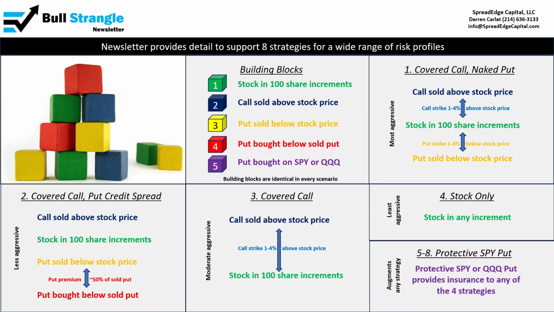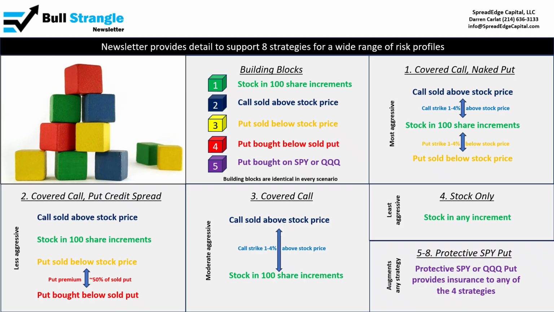The first is buying stock in 100 share increments, and then there is selling a call above the strike, there's selling a put below the strike, there's buying a put below the sold put, which turns that naked put into a put credit spread, and then there is buying a SPY, which is the S&P 500, or a QQQ protective put, which protects the broader portfolio, not an individual stock.